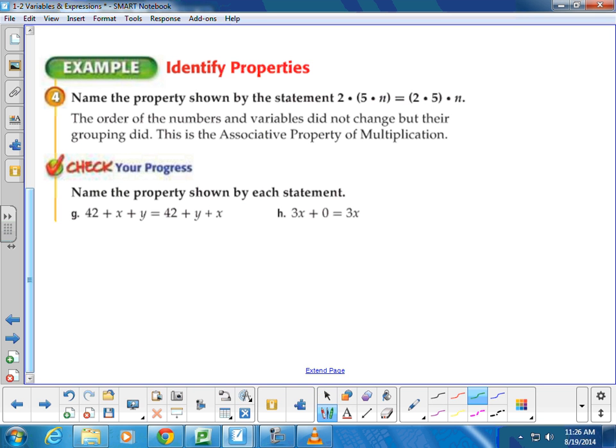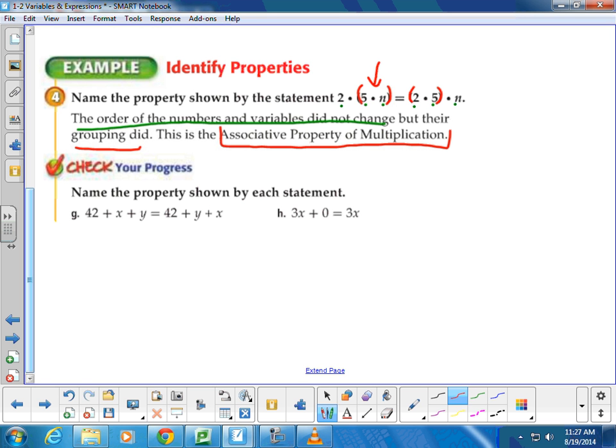So what I noticed is, I have all the same numbers in the same order, so the order didn't change, so it's not commutative. The order of the numbers and variables did not change, but what do we notice did change? We notice the grouping went from 5 and n to now 2 and 5. So the grouping did change, so I know that it's the associative property of multiplication. I know it's multiplication because I'm dealing with a multiplication symbol.